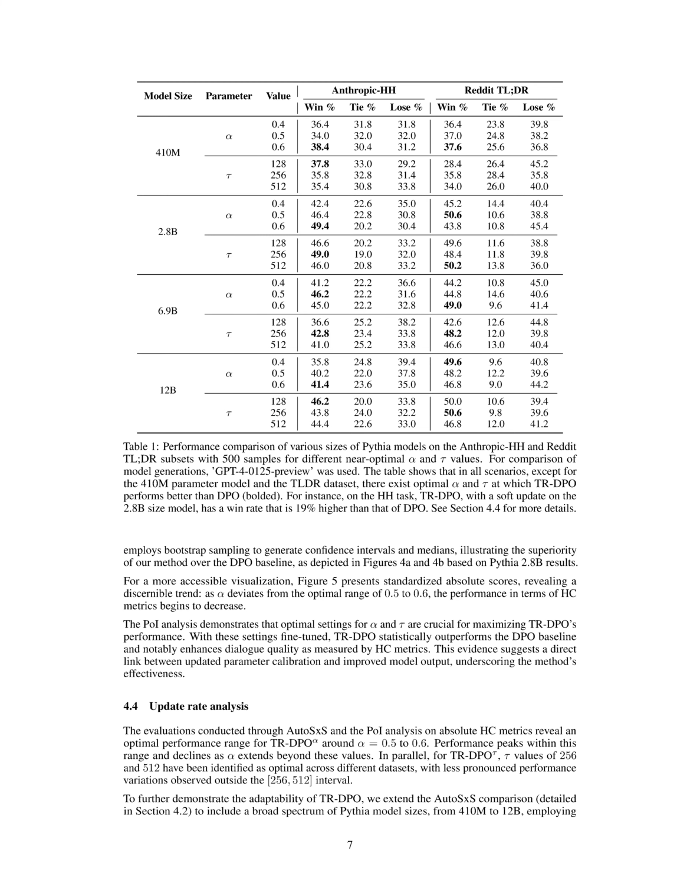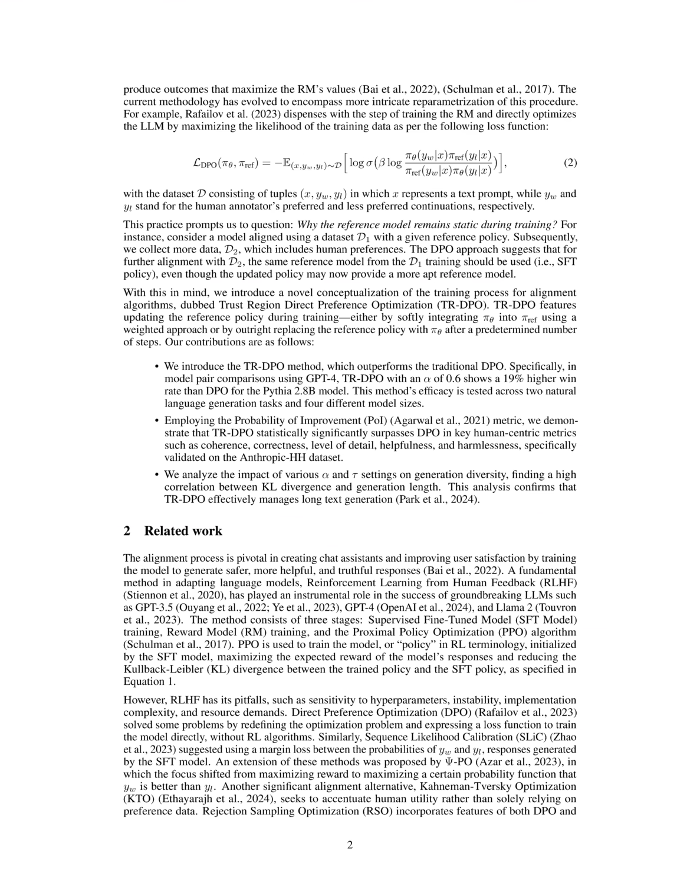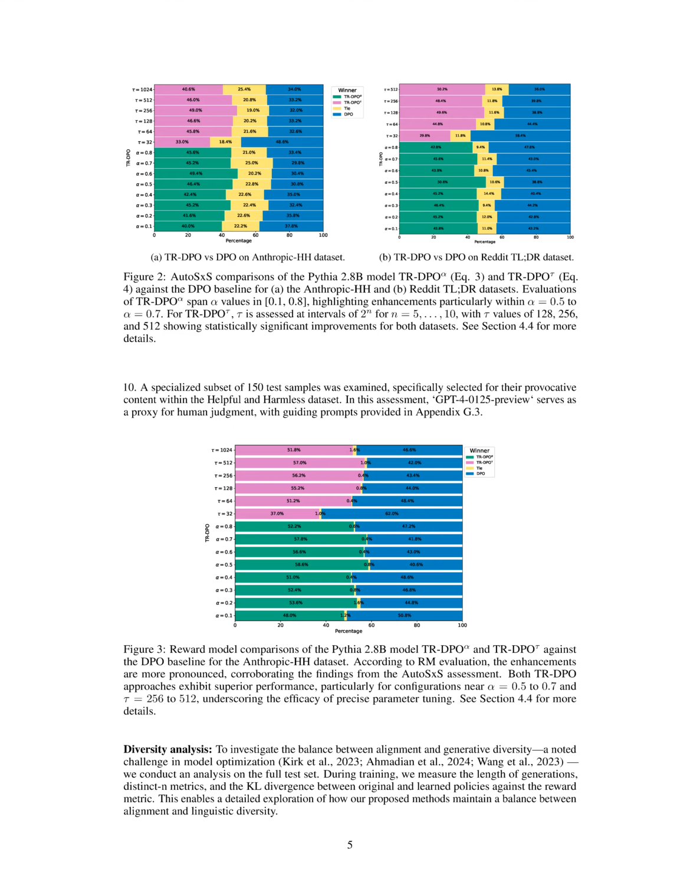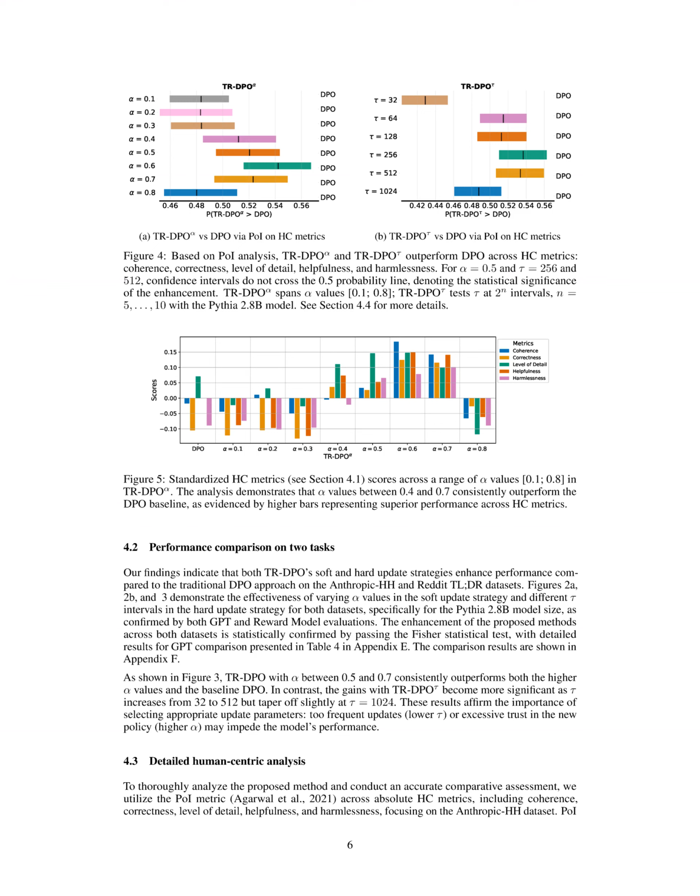The key results achieved with TR-DPO in terms of performance metrics and model comparisons include the following. 1. TR-DPO outperformed the traditional DPO method, showing a 19% higher win rate for the Pythia 2.8b model in model pair comparisons using GPT-4. 2. TR-DPO demonstrated statistically significant improvements in human-centric metrics, such as coherence, correctness, level of detail, helpfulness, and harmlessness when compared to DPO, specifically validated on the Anthropic HH dataset.